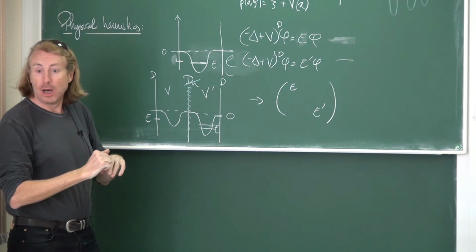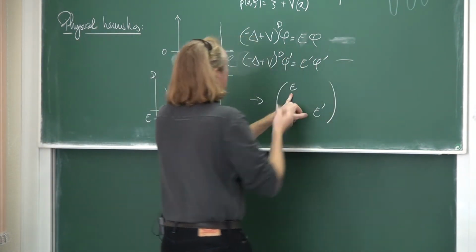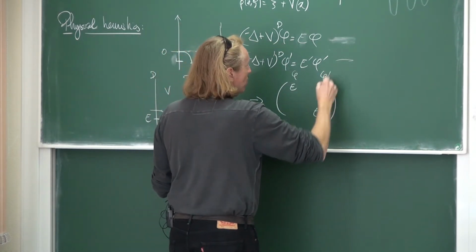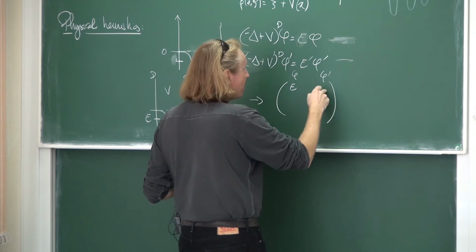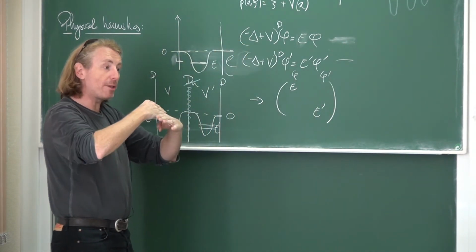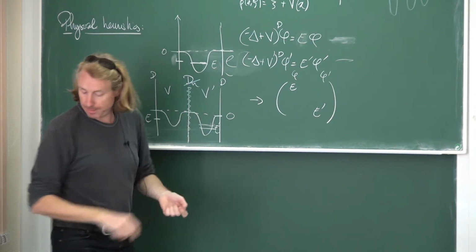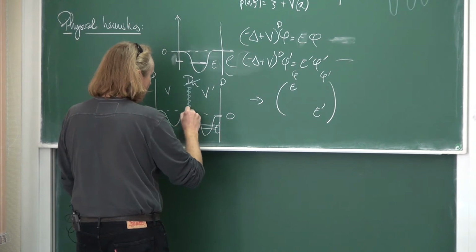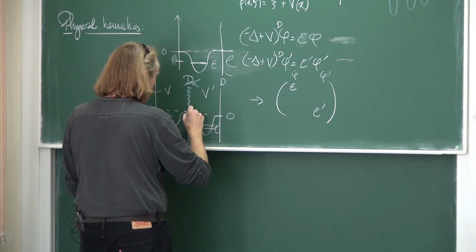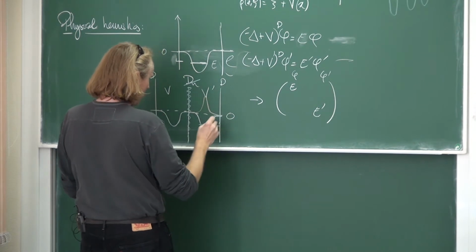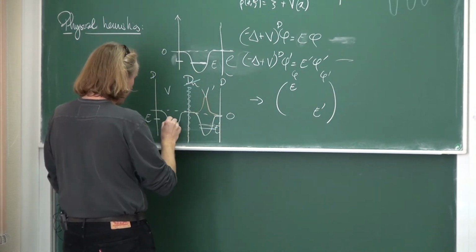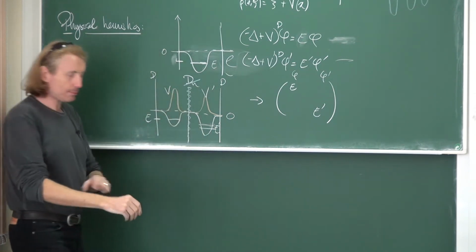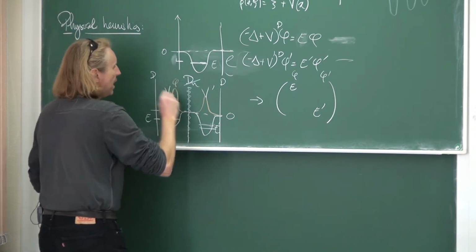How do they interact? Roughly, this level corresponds to phi, and this corresponds to phi prime. So here you have some interaction term, which corresponds to the overlap. Here I draw my phi prime, and here I have my phi. This is my phi prime, and so this is phi, and this is phi prime.